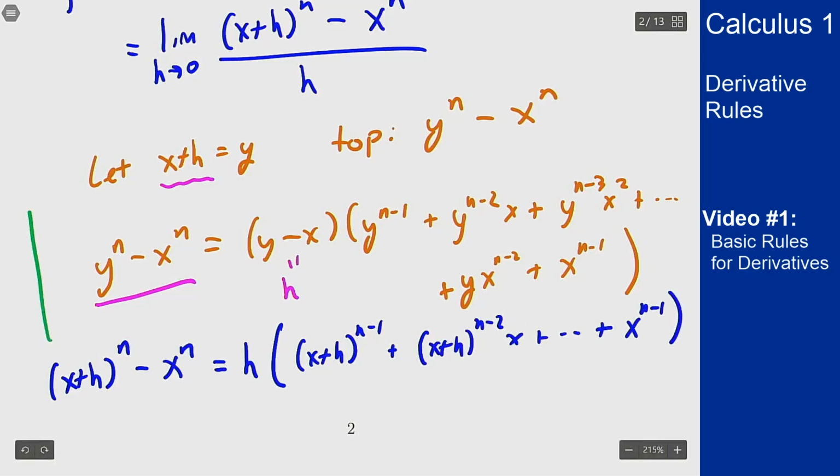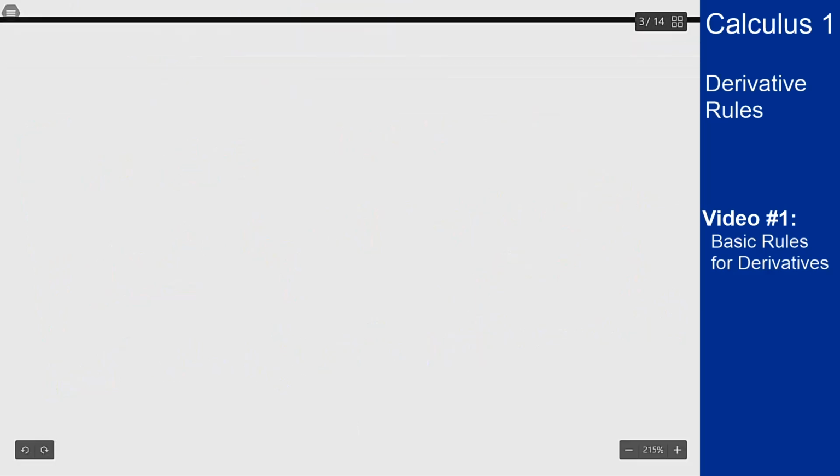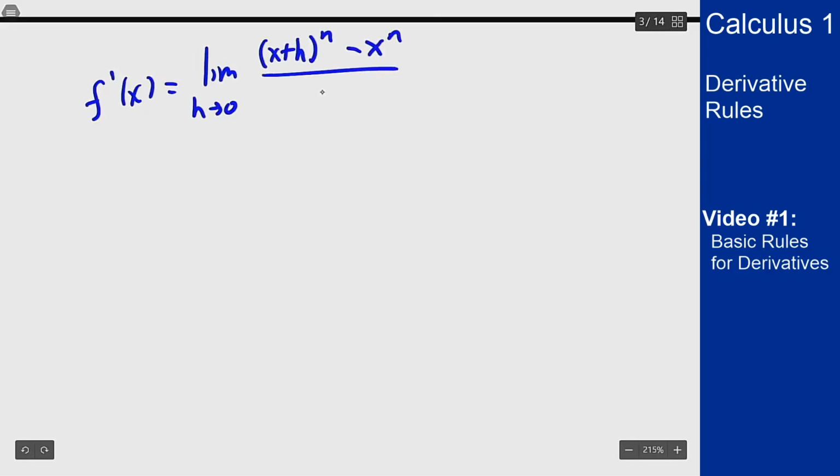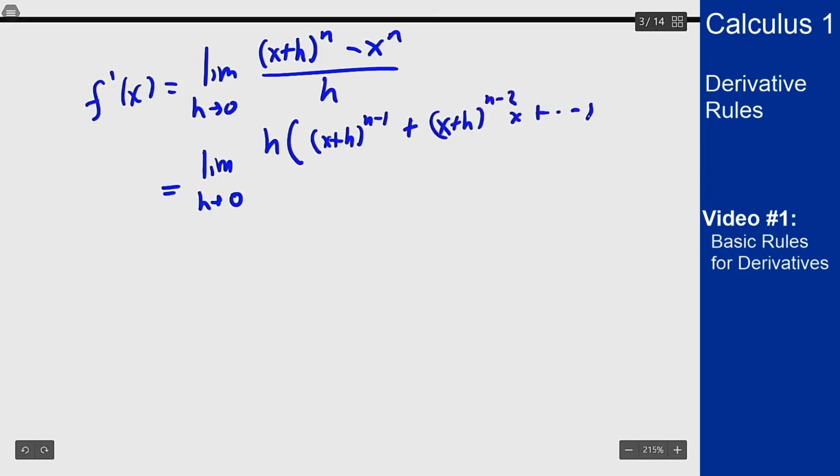If I take that and plug it back in up here, I can now simplify my expression. So we had that f prime of x was the limit as h goes to 0 of x plus h to the n minus x to the n over h, but we saw we could factor this to get h times x plus h to the n minus 1 plus x plus h to the n minus 2 times x, all the way down to x to the n minus 1, all over h, and now the h's cancel.